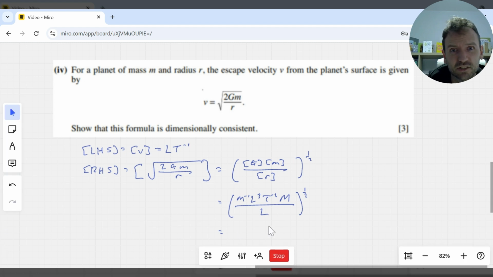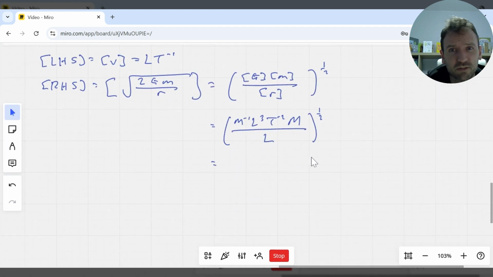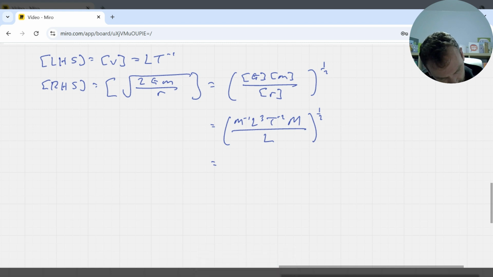I could try and do this in fewer steps, but I'm never going to skimp on steps when it's a "show that". So let's deal with the numerator first. The m's are going to disappear because we've got m to the negative 1 times m. So I've got L cubed T to the minus 2 over L to the half.